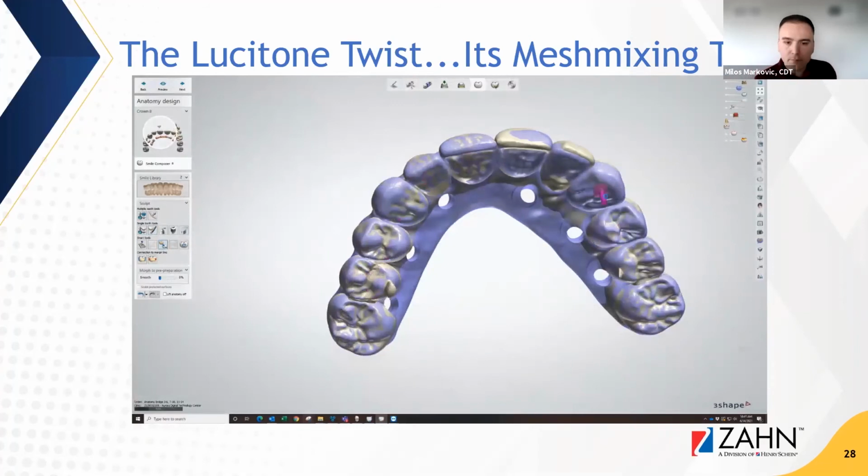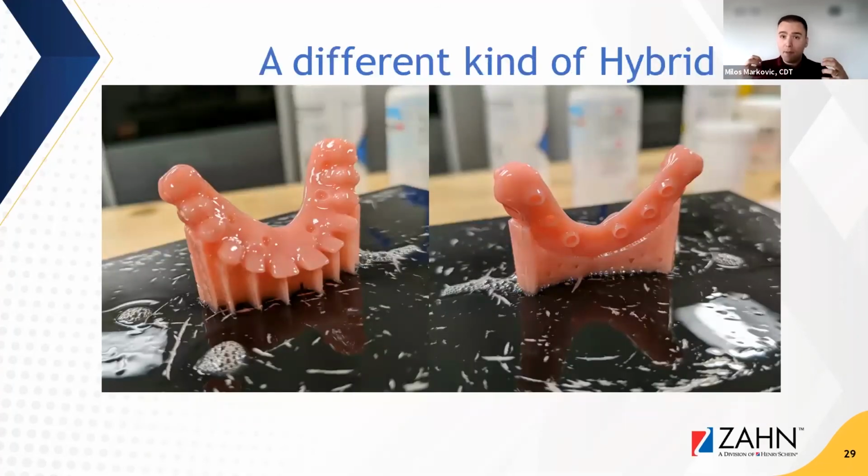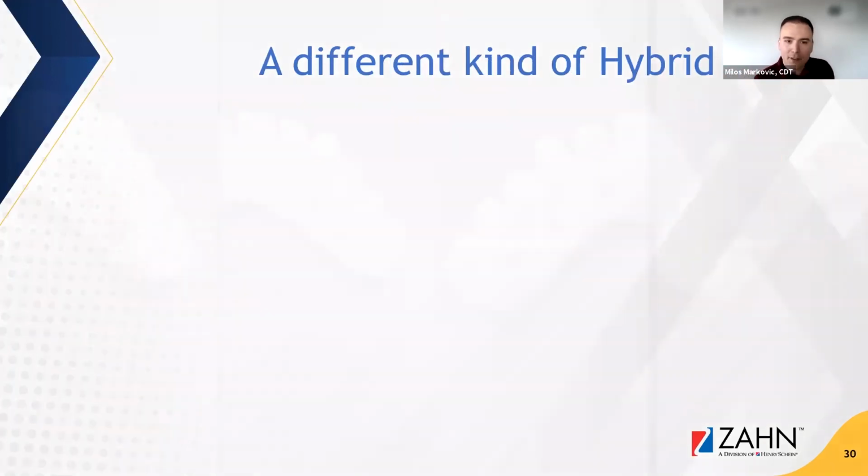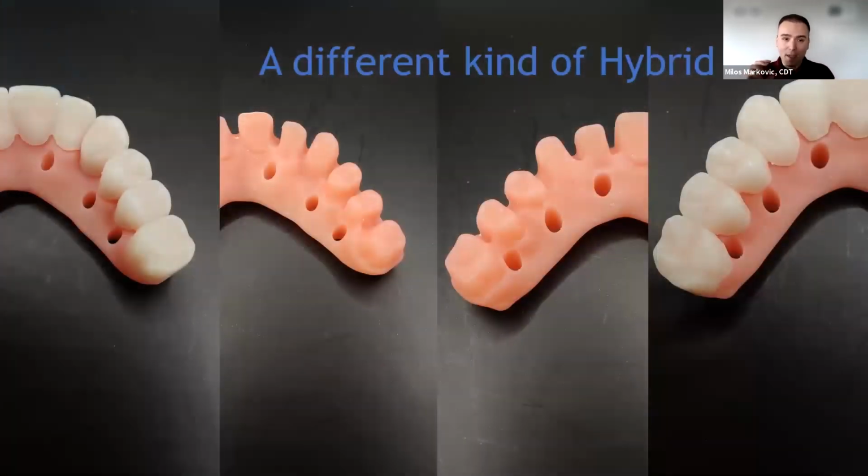Then we take that cut back and we print it out of the Lucitone material. After that, we take those PMMA restorations and put them on top of the Lucitone. You can see we created a different kind of hybrid that's very lightweight. It's very economical to make. You don't have to mill anything. It just gets 3D printed. And all the detail you put in is there because you're not limited by the size of your milling burr. And then it allows the patient to have this really lightweight restoration.